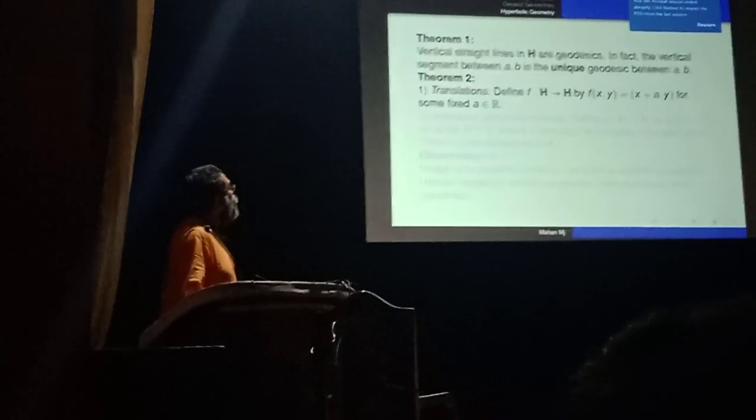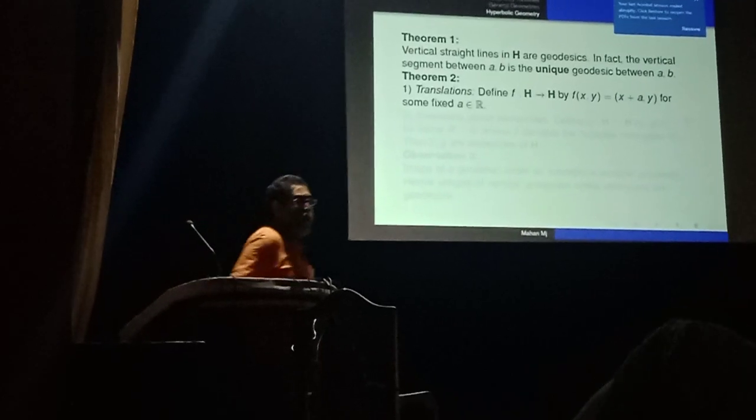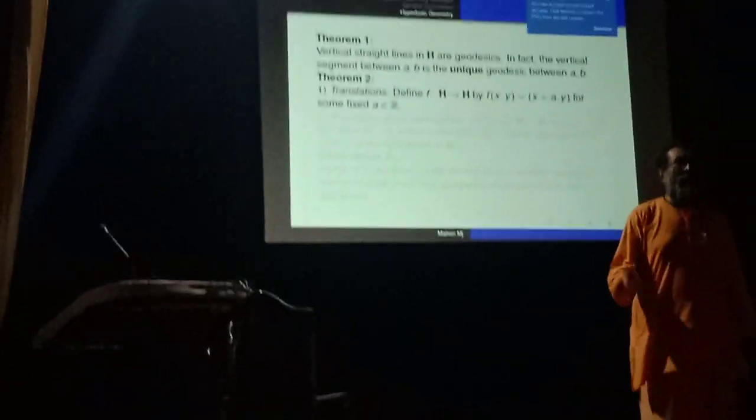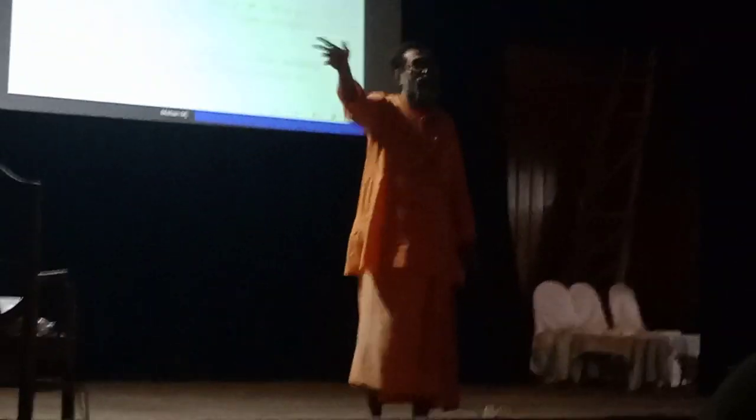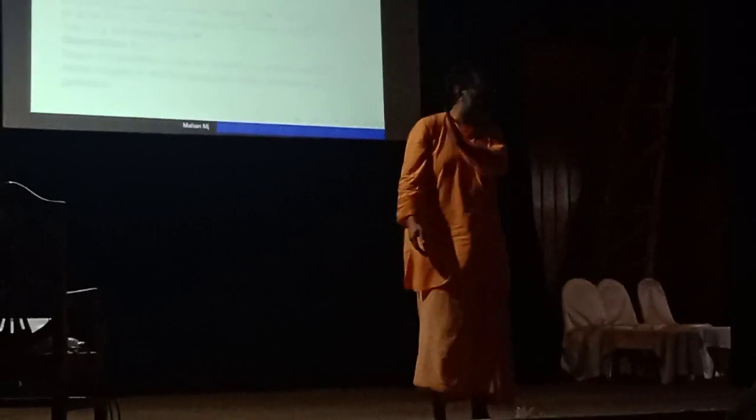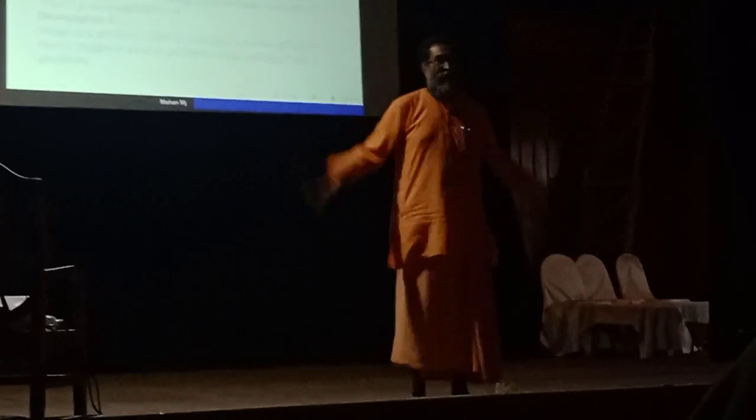Second, look at translations. Just taking (x, y) goes to (x plus a, y). So you have (x, y) goes to (x1, y1). So what is dx1? x1 is equal to x plus a, so dx1 is equal to dx. And y is equal to y1. So the square root of dx squared plus dy squared over y squared is the same thing as the square root of dx1 squared plus dy1 squared over y1 squared. So that means translations are also isometries. So from this one vertical, the y-axis, you translate it around, and you get all verticals are geodesics.